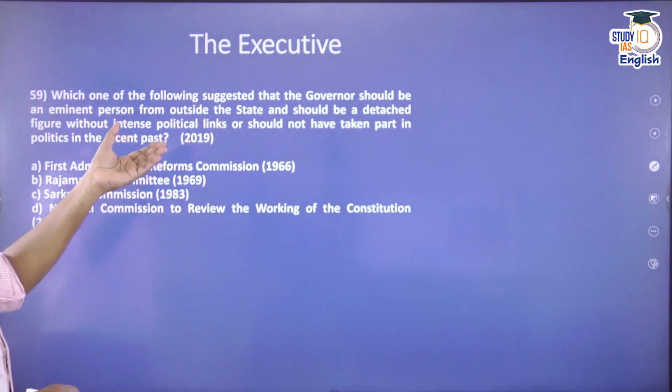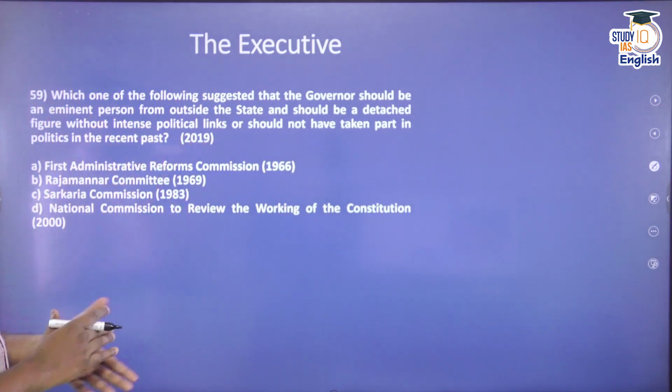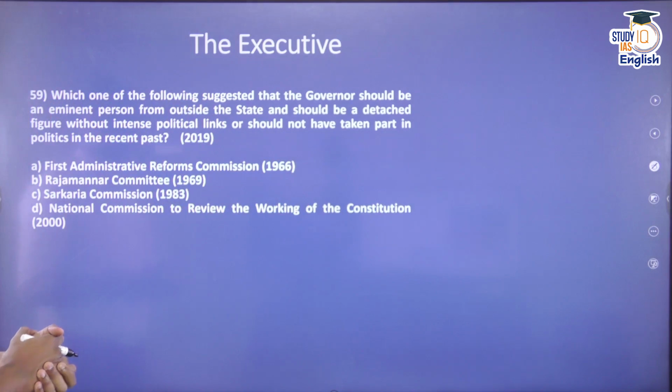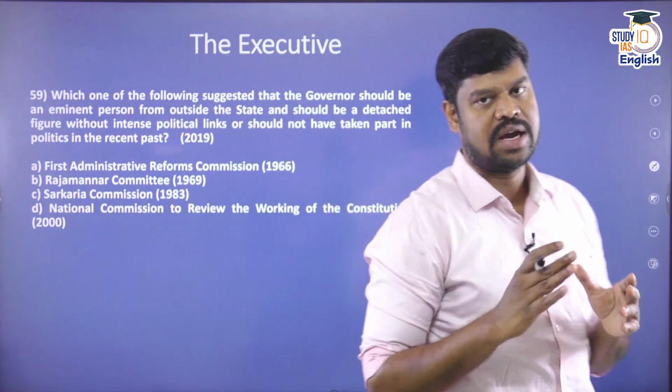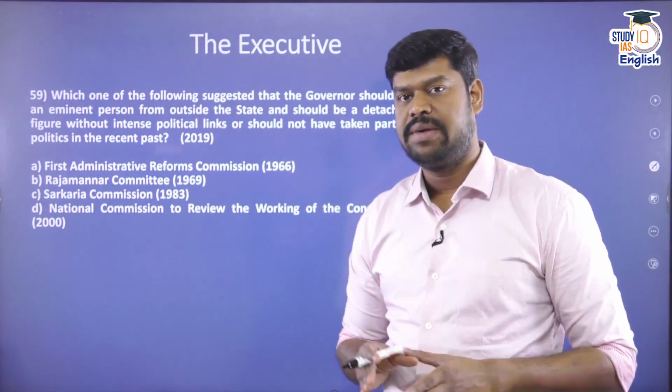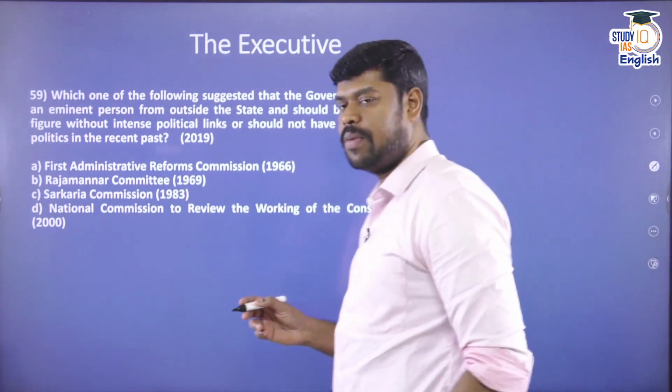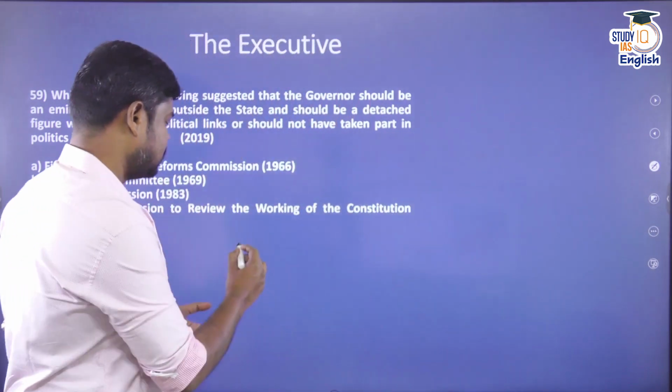So which one of the following suggests that the governor should be an eminent person outside the state and should be a detached figure without intense political links or should not have taken part in the politics in the recent past? So the answer to this particular question is very simple. It is the Sarkaria Commission. In fact, the Sarkaria Commission was the first commission which was appointed to study the center-state relationship in our country.